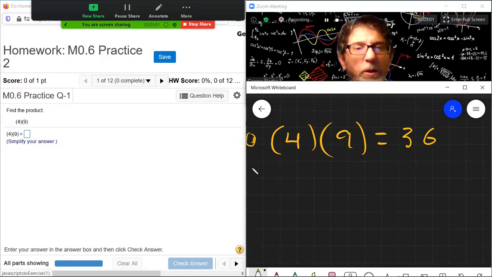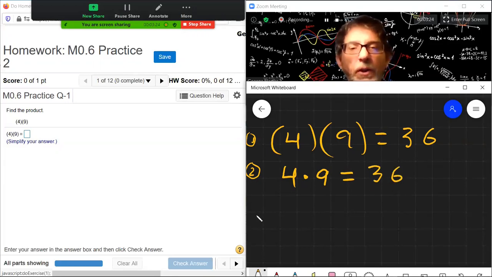A second way you can infer multiplication is to use the dot. There's a dot, 4 dot up here, not down here like the period. This is up here, dot 9. This also means multiplication. So what is 4 times 9? Well, it's still 36. Then the third way, which I'm sure you're familiar with back from grade school, is the x.